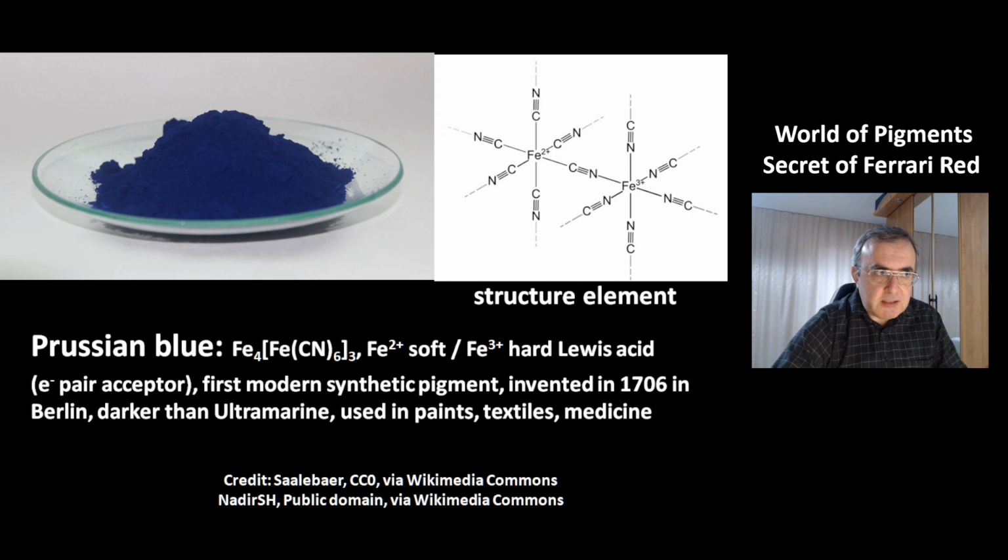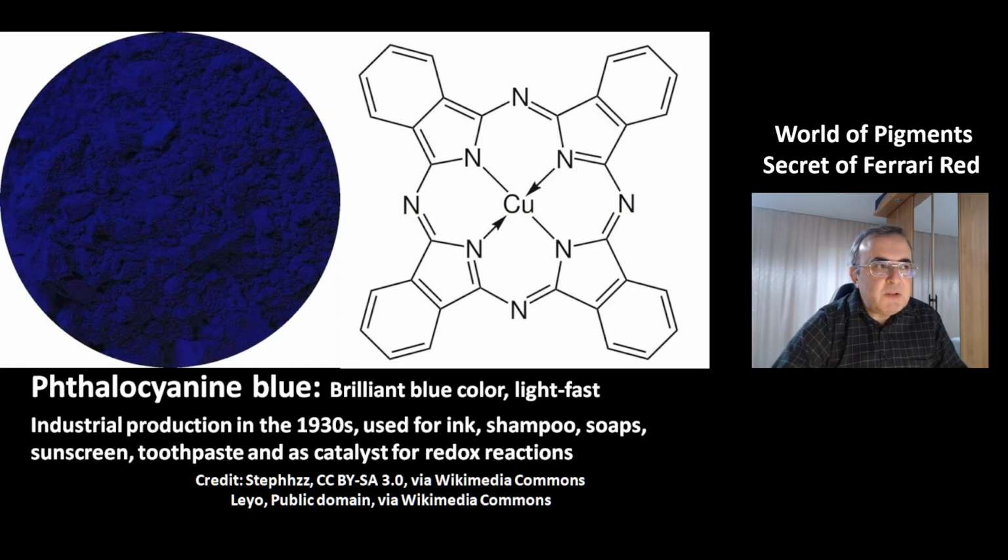Prussian blue was the first modern synthesized pigment. It was invented in 1706 in Berlin, that's why it has this name. It is darker than ultramarine, and it's used in paints, textiles, and in medicine. This is phthalocyanine blue. It is a bright blue color and light fast. Its industrial production started in the 1930s. It is used for ink, shampoo, soaps, sunscreen, toothpaste, and as a catalyst for redox reactions.